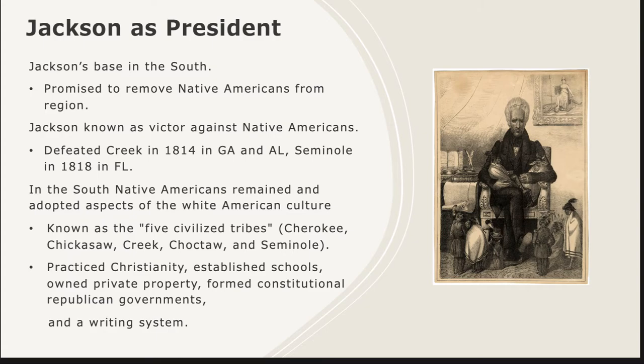When we look at these Native Americans in the South, though, they weren't what people deemed them to be. They had remained and started to adopt different aspects of white culture. We even called these tribes the 5 civilized tribes, and these included the Cherokee, the Chickasaw, the Creek, the Choctaw, and Seminole tribes. Now, when I say they adopted aspects of white culture, I mean they practiced Christianity, they established a schooling system, they owned private property, they had formed their own constitutions, they had written republican forms of government, and they even had their own writing system.